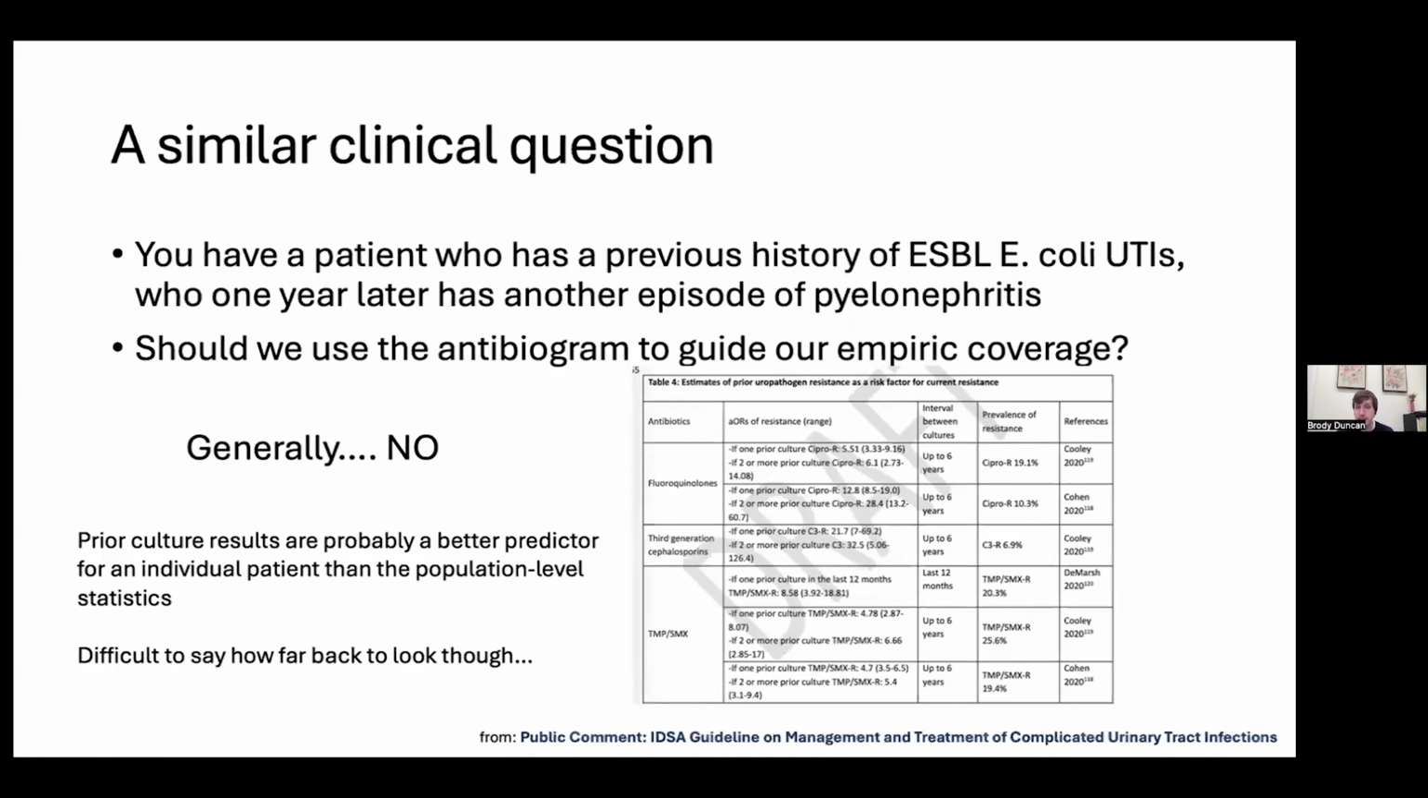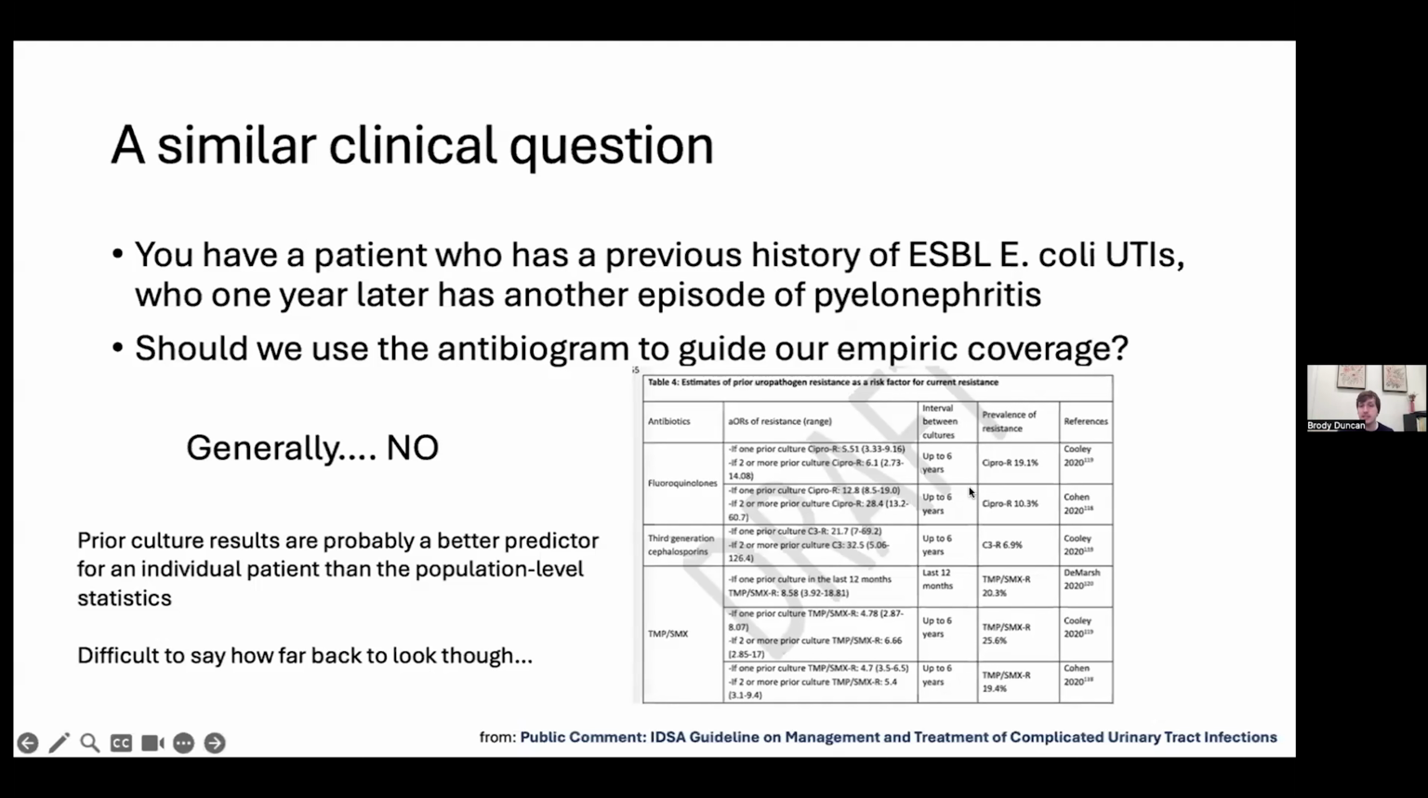It's not perfect prediction, but in general, if a patient is known to have an ESBL E. coli in the past, or is known to have a fluoroquinolone resistant E. coli in the past, that's probably the more important thing to look at than looking at just your general population, right? However, it's difficult to say how far back to look, and it's difficult to operationalize this in a strictly accurate sense. I think all of us as physicians have seen patients where 1 month they have one resistance profile, and then 6 months later they show up and they've got something totally different, right?